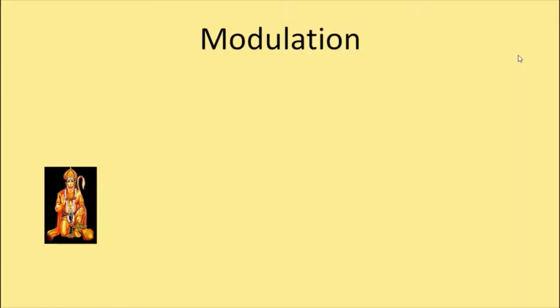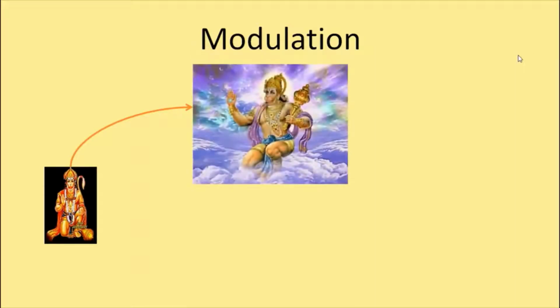So the first thing Hanuman did is he changed one of his characteristics. The characteristic that he took up was his size. So Hanuman blew himself up to a very huge size. The reason is simple. It became very easy for Hanuman to fly across such a huge ocean. This process itself is modulation, students.